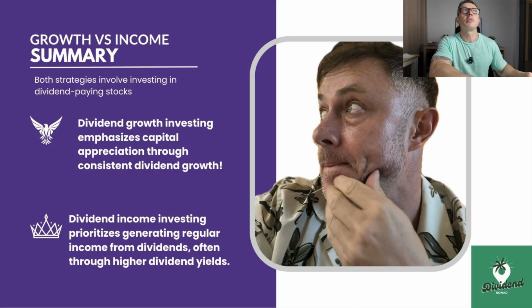Okay, next, I have a summary for you. So growth versus income summary. You can see here, both strategies involve investing in dividend paying stocks, right? Both of them are paying dividends. Dividend growth investing emphasizes capital appreciation through consistent dividend growth. So money slowly goes up, dividends go up. Dividend income investing prioritizes regular income from dividends through high yield investing, and regular income means money now. That's the difference. Money now, not money later.